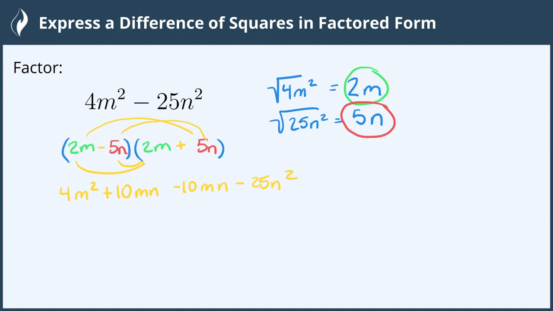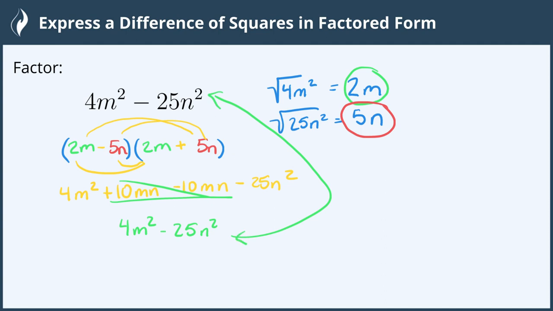Now when we combine our like terms, we'll notice one's positive and one's negative, so they cancel out and we're left with a square, subtract a square, which is a difference of squares and matches our original, which means that this right here is the correctly factored form of our difference of squares, and we're all done.